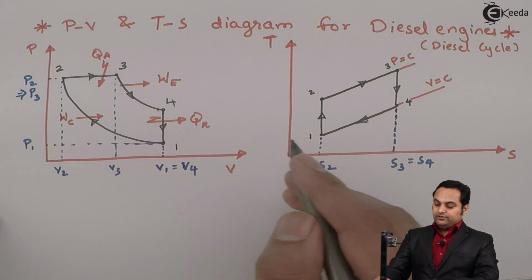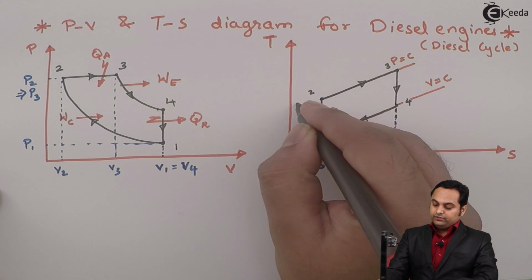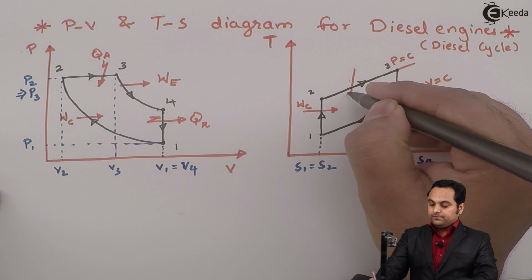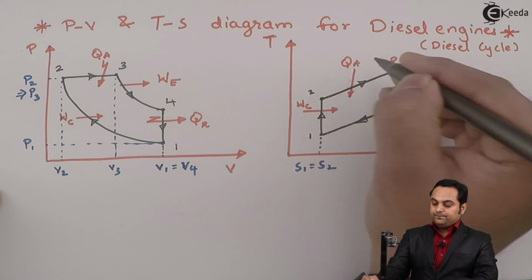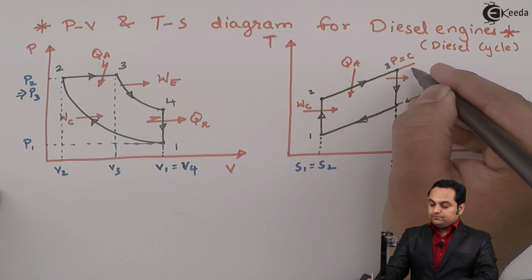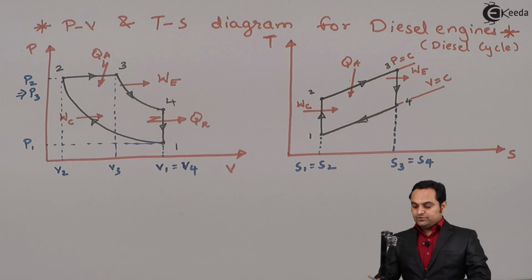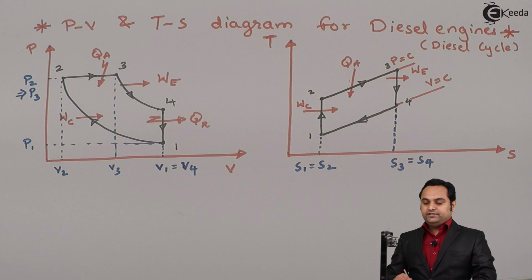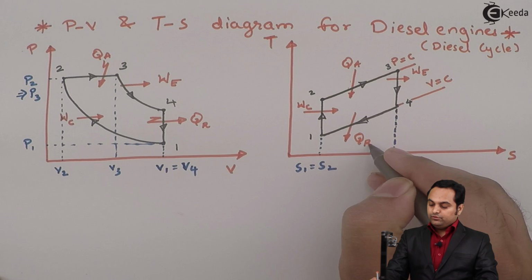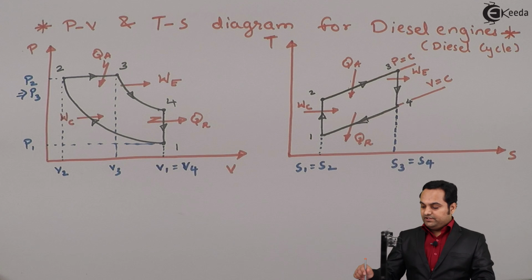Similarly, I can show all these values on the TS diagram as well. Process 1 to 2 is isentropic compression, so it is work input to the system. Then 2 to 3 is constant pressure heat addition, Q suffix A. 3 to 4 is isentropic expansion, which is W suffix E, the work we are getting in the expansion process. Next, 4 to 1 is the heat rejection process, which is the heat rejected or heat going out from the system. So now I have marked all the points on the PV and TS diagrams.